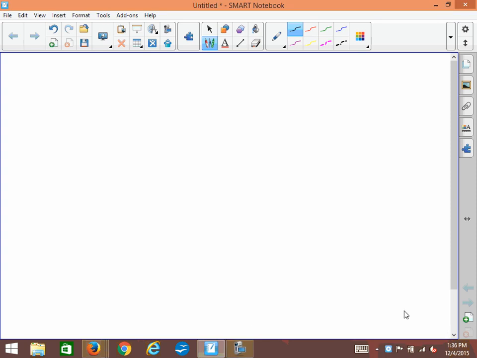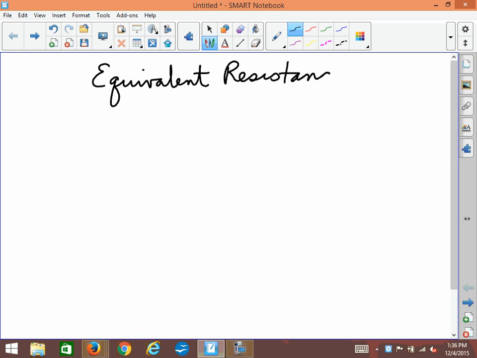Okay, so now that we have looked at electric circuits, both series and parallel, I want to do something today called equivalent resistance. This is kind of an important thing to do when you're dealing with circuits that are a little more complicated, right? The ones that we did were pretty simple.